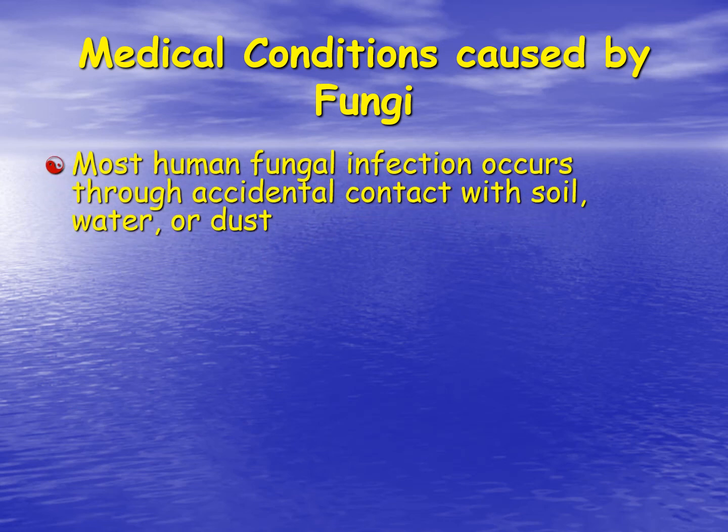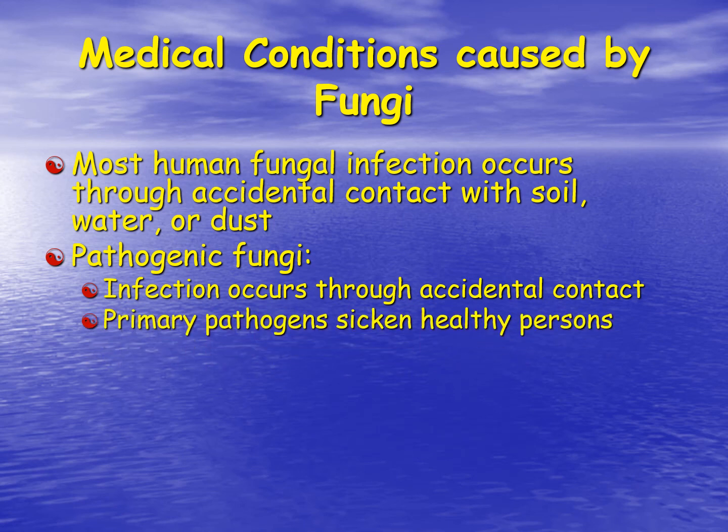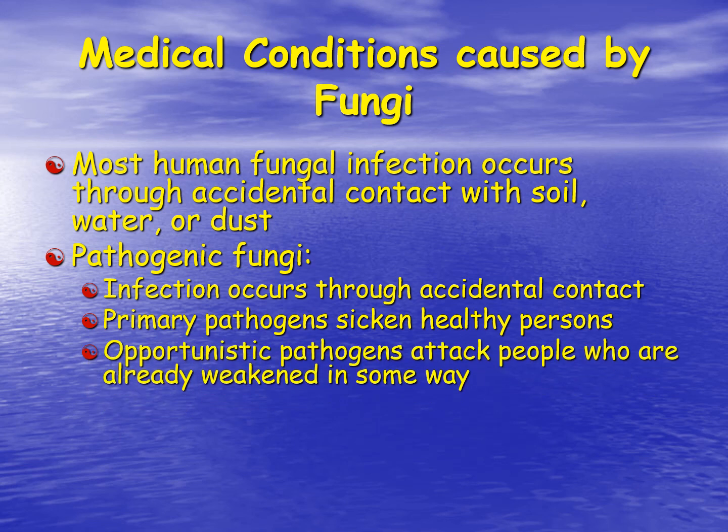So, medical conditions that are caused by fungi that we're concerned about. Most human fungal infections occur through accidental contact with soil, dust, or some sort of carrier. The pathogenic fungi usually cause infection through accidental contact, but primary fungi can actually sicken healthy persons. Opportunistic fungi often attack people who are already weakened in some way. We actually have normal fungi that are part of the normal microbiome, but if something alters the normal microbiome or we have a weakened immune system, these fungi then become opportunistic and overgrow.